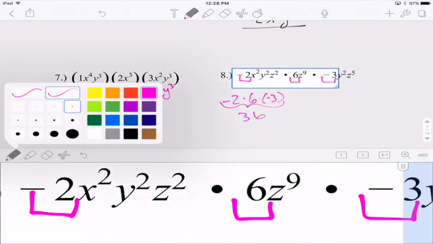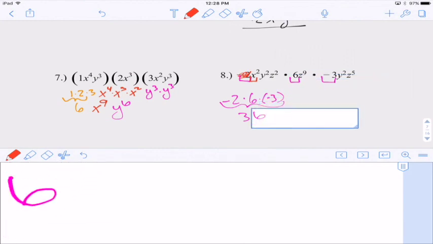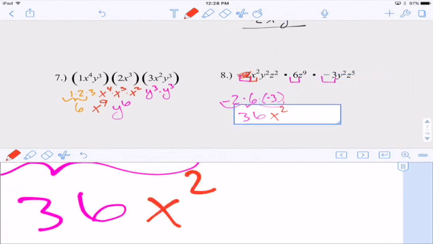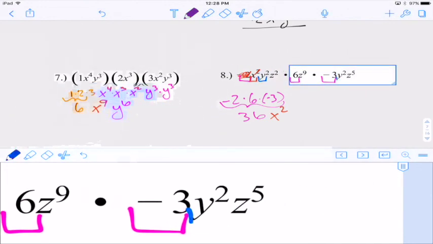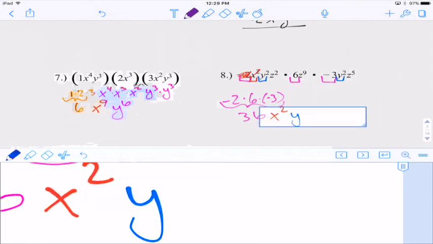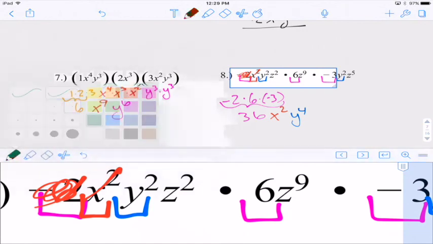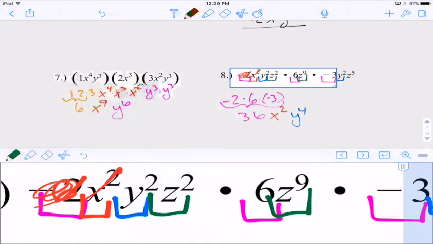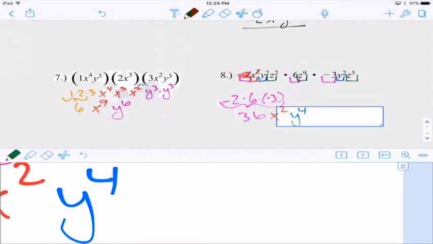Then we've got x's, y's, and z's. So let's see. I dealt with that. We've got x squared, and that's it. So I'm just going to copy it, x squared. I've dealt with that. I've got y squared and y squared. That's going to be y to the fourth. Okay, and then I've got my z's. I've got z squared and z to the ninth, so that's z to the 11th, and z to the 5th. So grand total, we've got z to the 16th. And that's it.